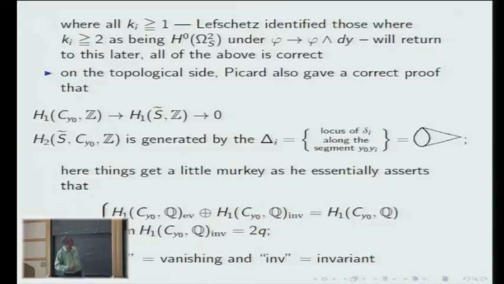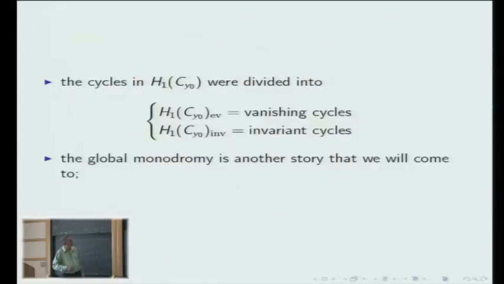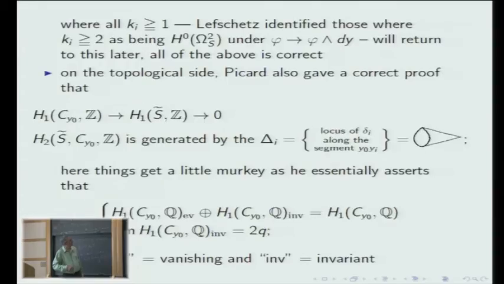Lefschetz, by the way, the critical thing in Lefschetz's 1-1 theorem, his famous 1-1 theorem, was to identify these here, where these k_i are at least 2, with the holomorphic 2-forms on the surface by the map.